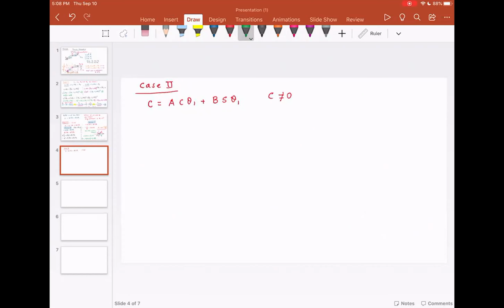So what you can do is square both sides, C square, and then the right hand side of this equation can be written as a square cosine square theta 1 plus 2ab sine theta 1 cosine theta 1 plus b square sine square theta 1.